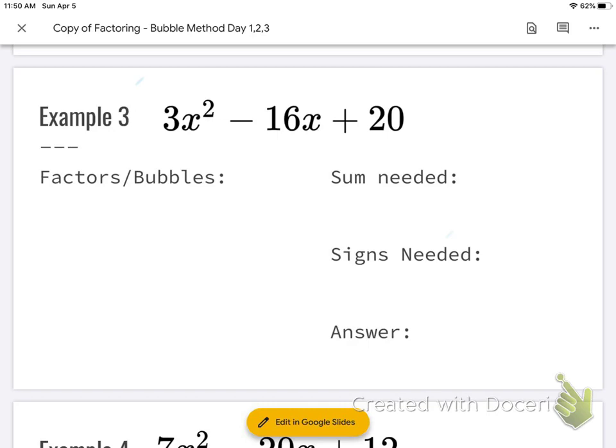Okay, so the sum needed here, remember that's that middle term still, so that's that -16. Okay, so our first bubbles, oh, and we want to talk about our signs. So this plus tells us same sign.